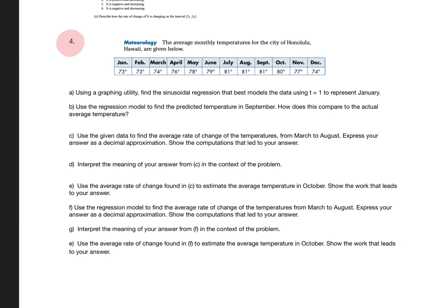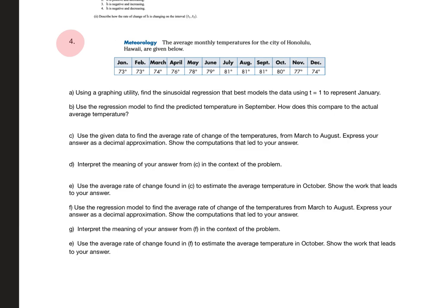I tried to give you different types of what you could see with a calculator question. The first is a data chart. So this is the same data chart you did in homework, but you did this question without a calculator. You got to make sure you can understand what it's asking for. So like when it says use a graphing utility, find the sinusoidal regression that best models the data using t equals 1 to represent January. You're going to your data chart, you're typing in this data, and you're generating a sinusoidal regression from your calculator. We understand that? Yes, okay.